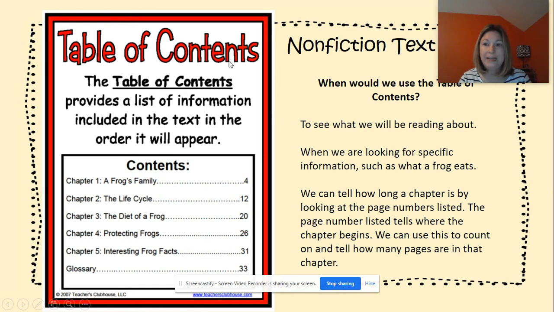So now I'm going to read a story to you, and we're going to look closely at the table of contents in that story and study it.